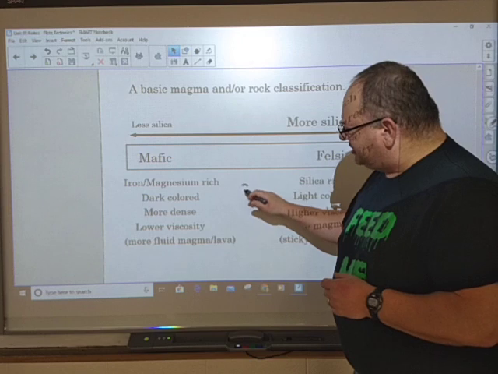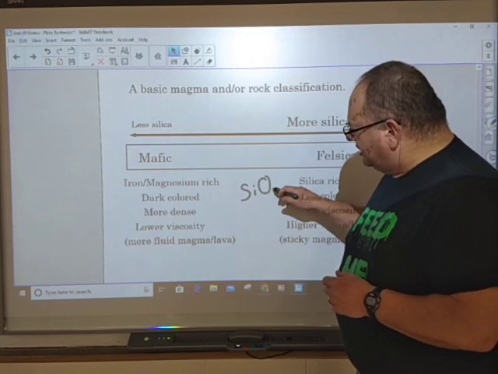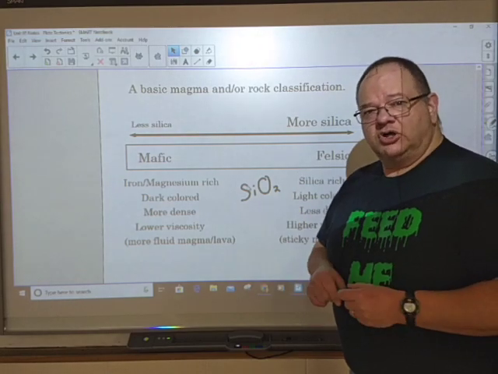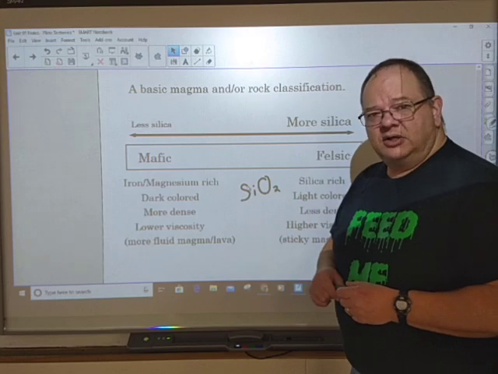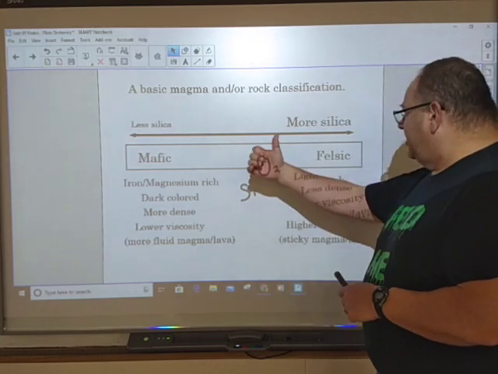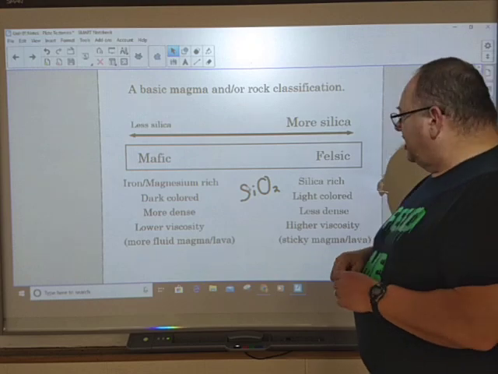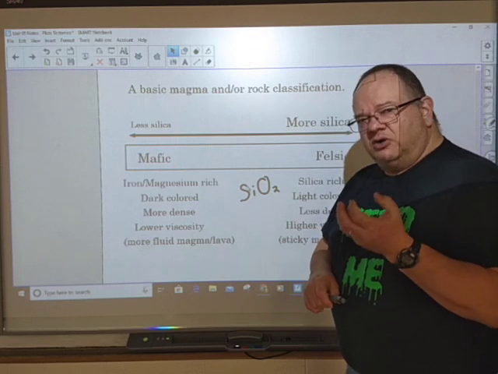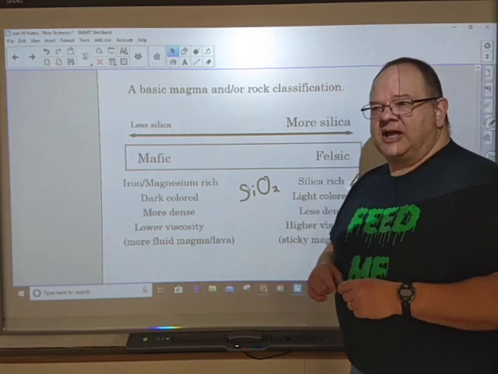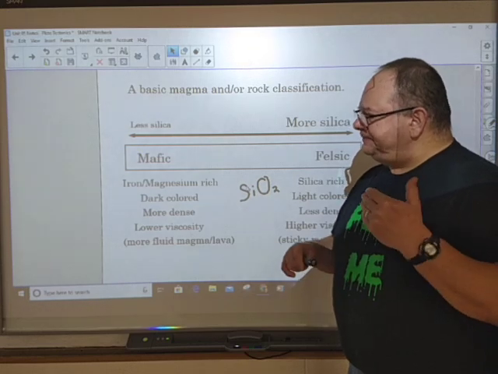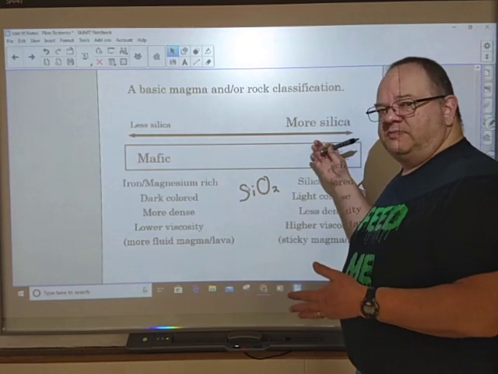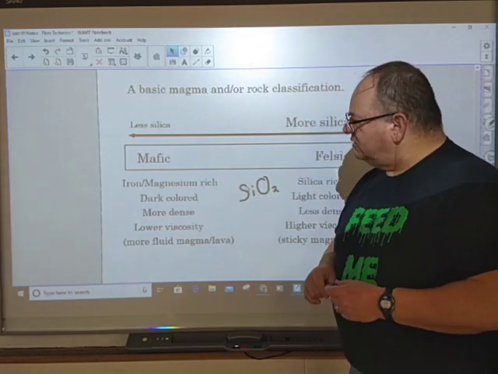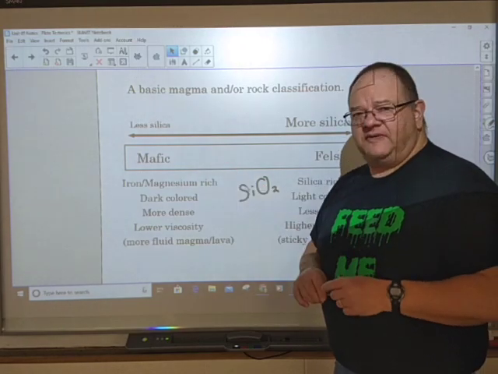Silica would be basically things like silicon dioxide. You've probably seen rocks made of quartz. Quartz is pure silicon dioxide, so quartz would be as far over to the silica end as you can get, the felsic end. If you see really dark rocks, basalt is an example that we see. Basalt has not nearly as much silica in it, and it has more iron and magnesium minerals in it. That's towards the mafic end.